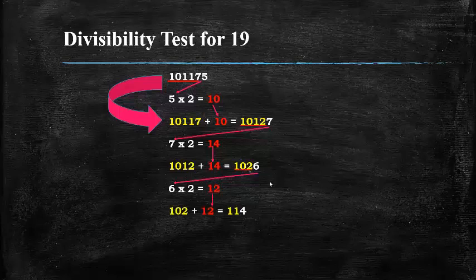Right. So again I am going to take the value that is 4. 4 will be multiplied by 2 to give me a value of 8, and this 8 will be added with the remaining digit, that is 11. So 11 plus 8 gives me a value 19. So this number is exactly divisible by 19.